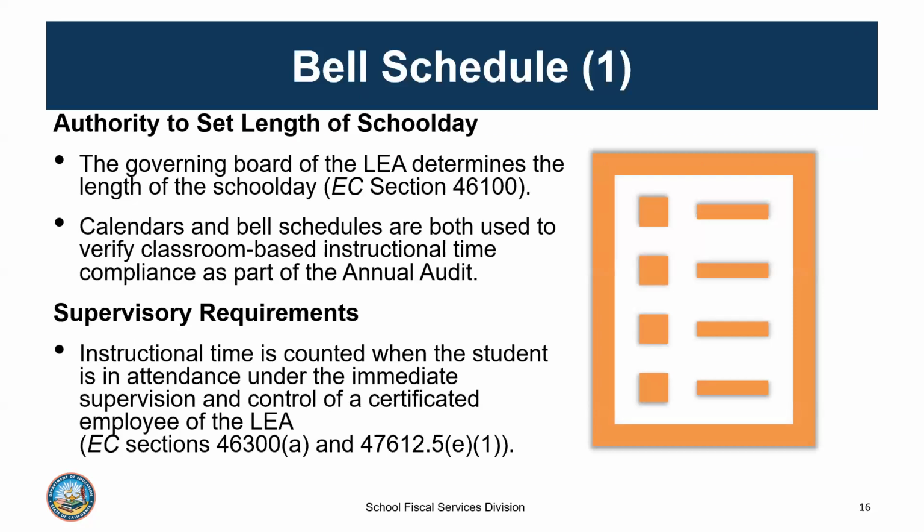The governing board of the LEA has the authority to determine the length of the school day. As a reminder, school calendars and bell schedules are both used to verify classroom-based instructional time compliance as part of each school's annual audit. The annual audit will confirm that the instructional time requirements are being met. If the LEA does not meet the conditions of statute, the LEA shall be subject to the associated statutory penalties.